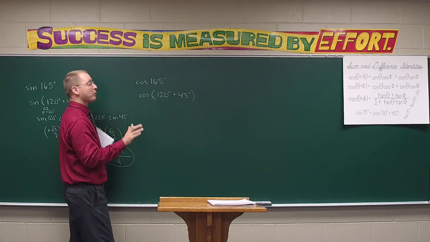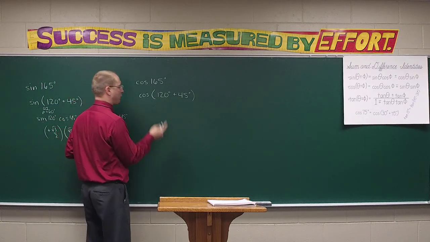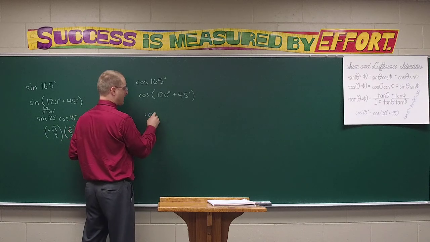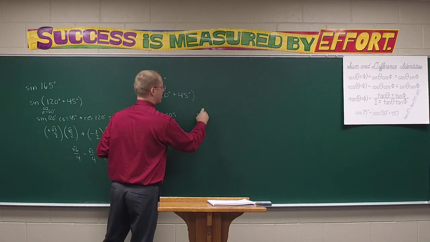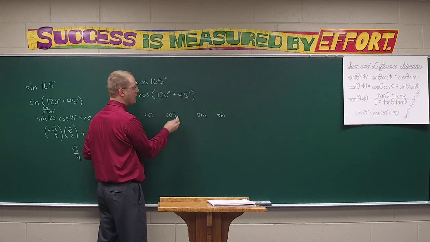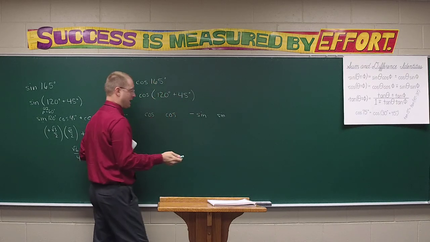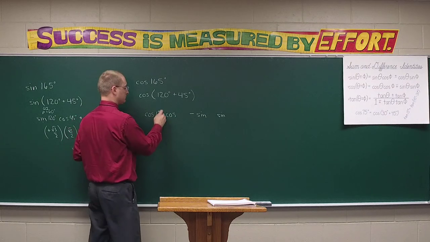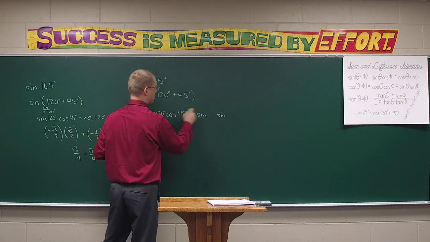And you get partial credit. You get a lot more partial credit for correctly writing the identity, which for cosine is cosine, cosine, sine, sine, where the first of those signs in the sine, sine is to change whatever you had here. Since I had a plus, I put a minus. And then I drop in the angles: 120, 45, 45.